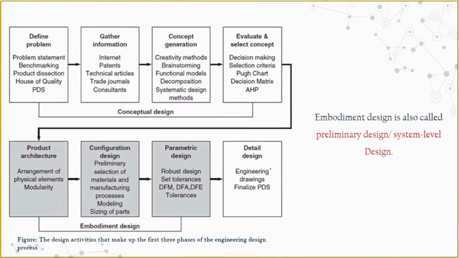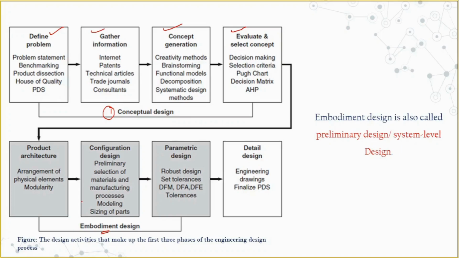So here you can see this is your conceptual design, this is phase 1. Conceptual design is categorized into 4 steps: defining the problem, gathering the information, concept generation and evaluation, and selecting the concept. So this phase falls under the name of conceptual design. Then once you are done with the conceptual design phase, you have to move ahead with the next step, which is known as embodiment design.